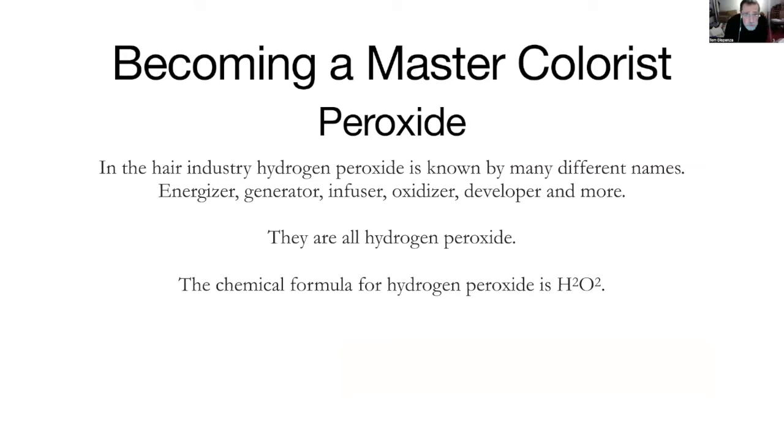In our hair industry, hydrogen peroxide is known by many different names. Some people call it energizer. Some people call it generator, infuser, oxidizer, developer, and many, many more names. However, they're all hydrogen peroxide. And the chemical formula for hydrogen peroxide is simply H2O2. That's all. It's two hydrogen molecules and two oxygen molecules. H2O is water. You add an extra molecule of oxygen, and it becomes peroxide.